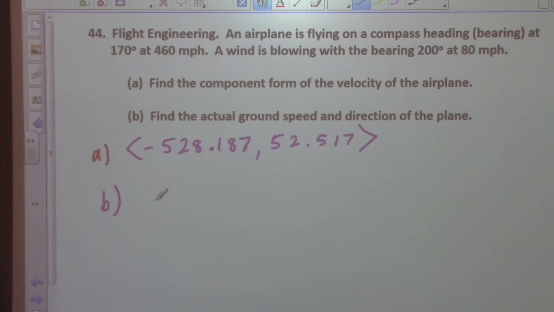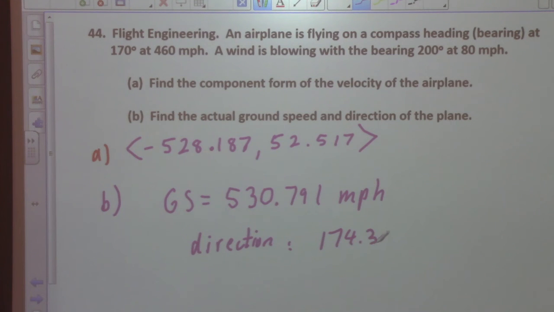I got 530.719... 530.791 miles per hour. Okay, that's our ground speed. And our direction? It's 174.322 degrees. And let's see if that makes sense, because it's probably going to be somewhere between 170 and 200, right? That's going to be closer to that 170 than to the 200. So these look like reasonable answers to me.